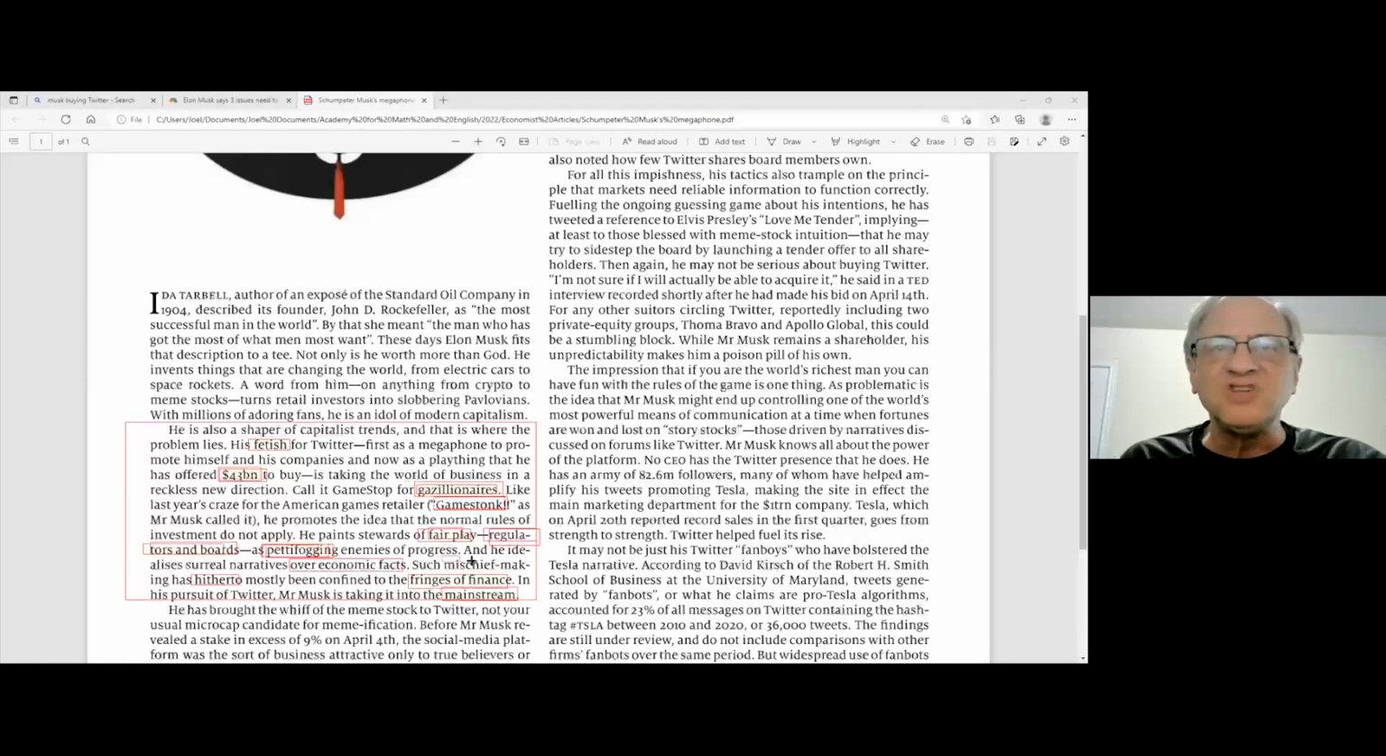So all this mischief making that he made, it used to be confined to the fringes of finance. So most people weren't like this, but now it's mainstream. It means even the regular people are acting and following Elon Musk in his venture to try to take control of this operation of Twitter. Okay, thank you, Grace. That was a difficult paragraph, so thanks for getting through that.